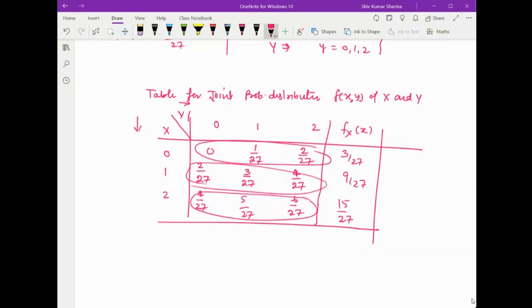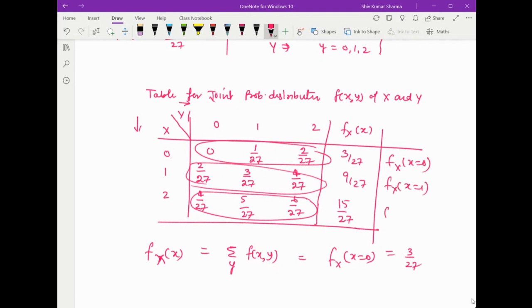So that means we have the formula: the marginal distribution of the random variable x for a value x is the summation over y of f of x, y. When x equal to 0, we do the sum of the function values, which equals 3 by 27. This is for f of x equal to 0, this is for x equal to 1, and this is for x equal to 2. So these are the marginal distributions for x.